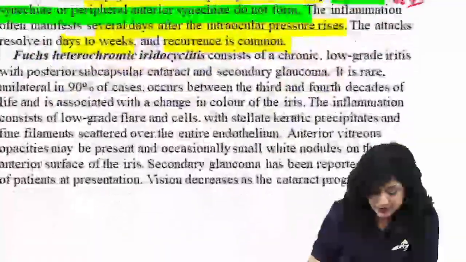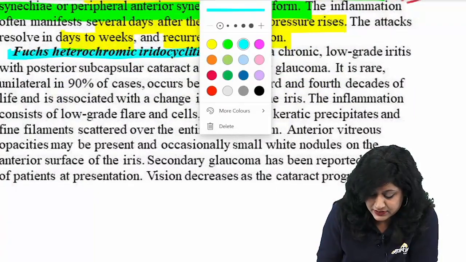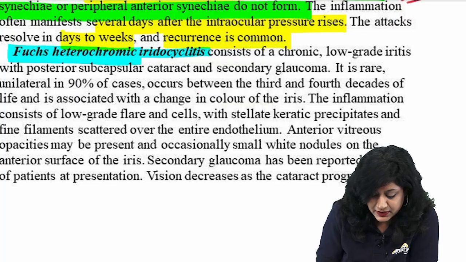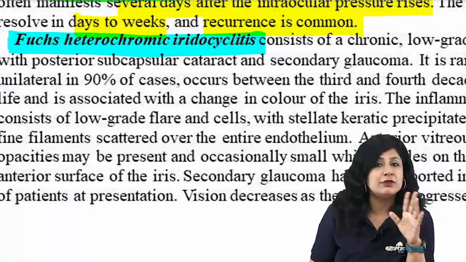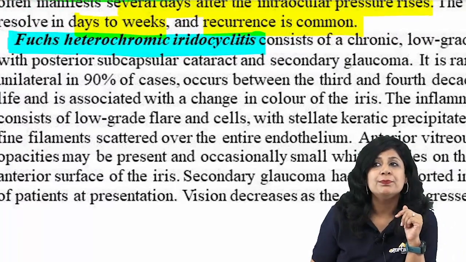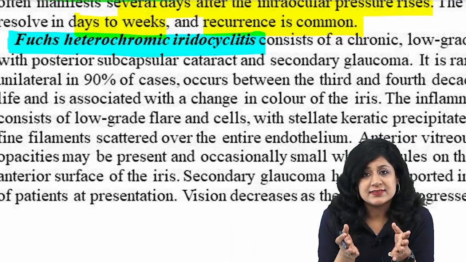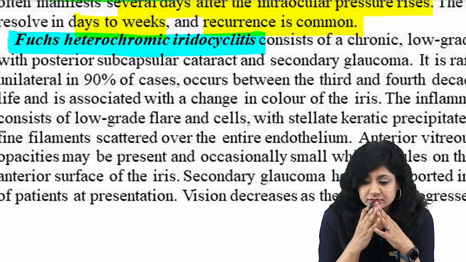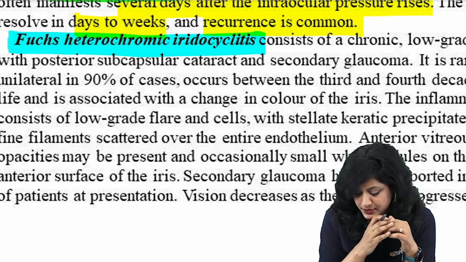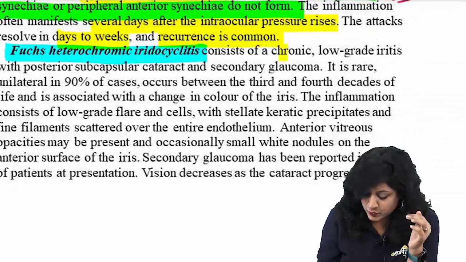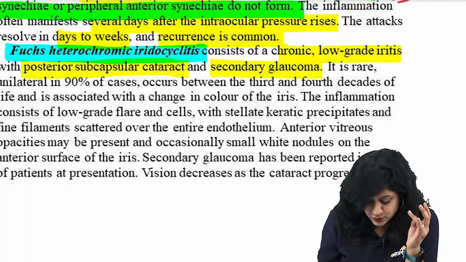Now, a similar condition is Fuchs heterochromic iridocyclitis. This condition is somewhat different from Posner-Schlossman syndrome, in that it is slightly more common in females. Here you have a lot of iris signs, and a typical kind of KPs, called stellate KPs. It consists of a chronic low-grade iritis, with posterior subcapsular cataract, and secondary glaucoma is also there.